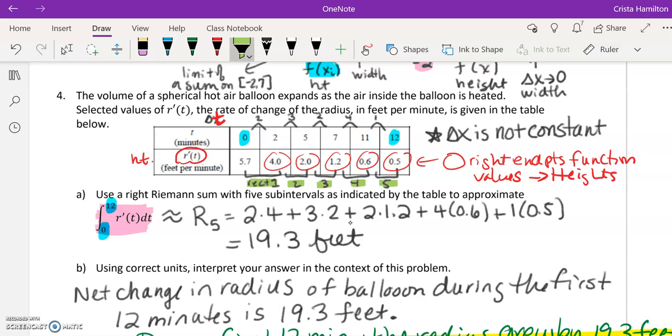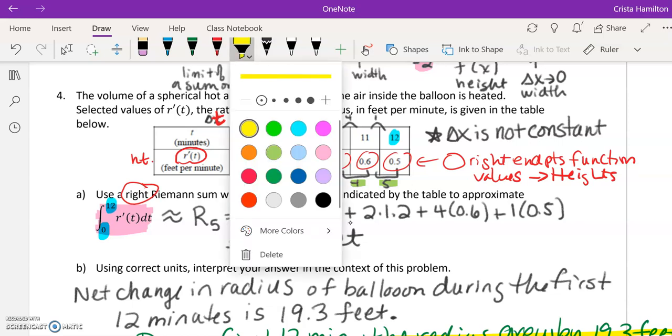The beginning and end of each of these is representing your left endpoint and your right endpoint, say for that first one. So pay attention to what you're doing, and that this is a right Riemann sum. So we want to make sure we're using the right endpoints. And the right endpoint of the first one is going to be the 2, and the function value is going to be the 4. The right endpoint of the second rectangle is 5, and you're using the function value of 2, and so on.